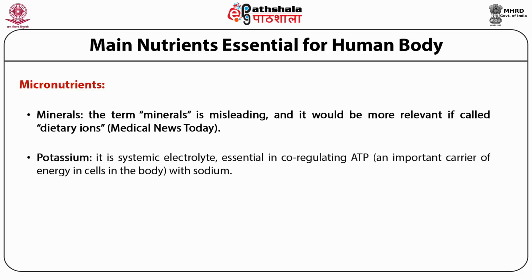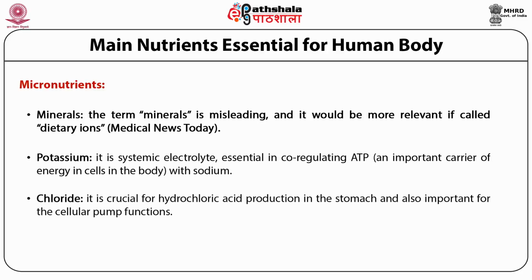Now potassium is a systemic electrolyte essential in co-regulating ATP, which is an important carrier of energy in the cells of the body, with sodium. Deficiency of potassium leads to hypokalemia and excess leads to hyperkalemia. Chloride is crucial for hydrochloric acid production in the stomach and also important for cellular pump functions. Deficiency leads to hypochloremia and excess leads to hyperchloremia.